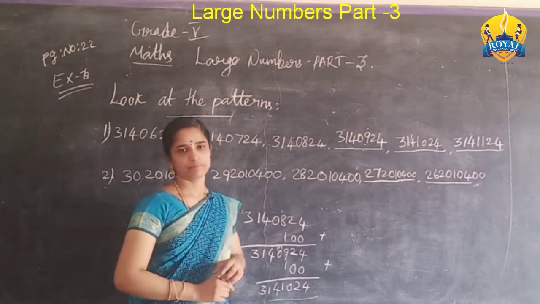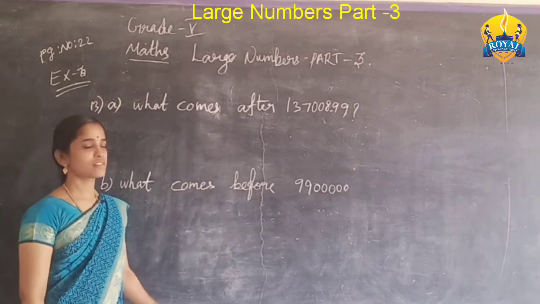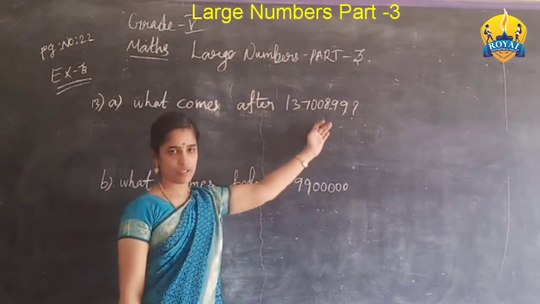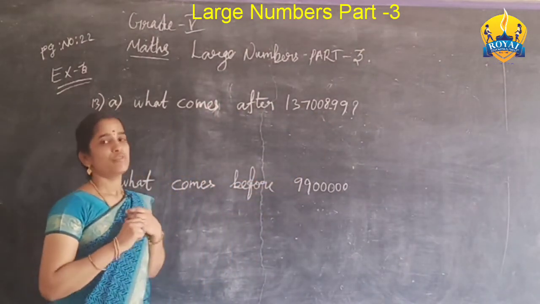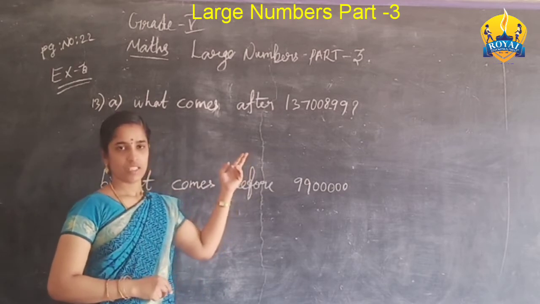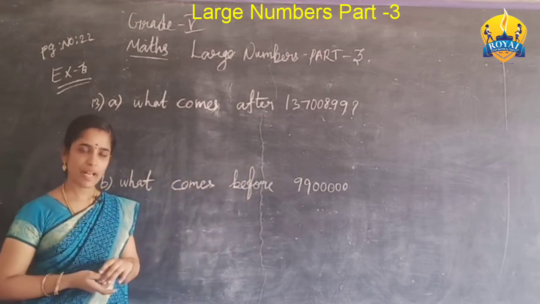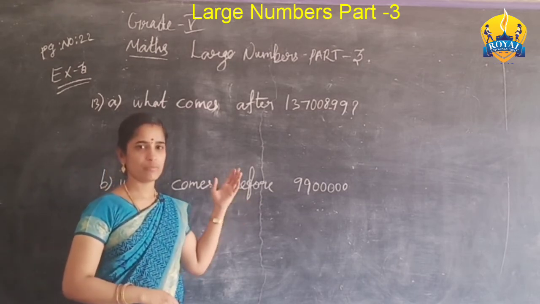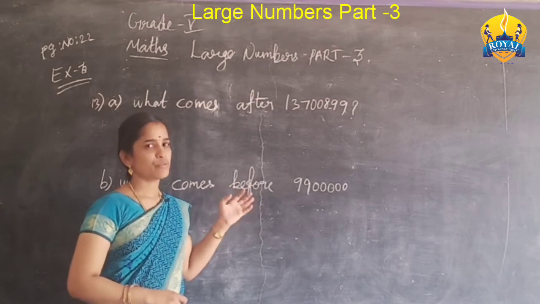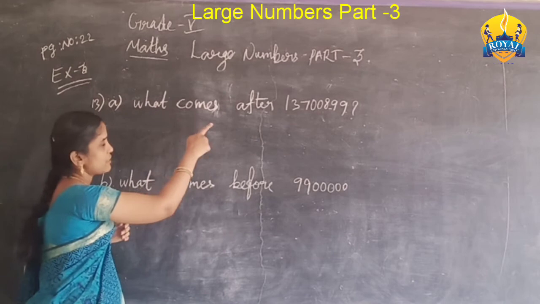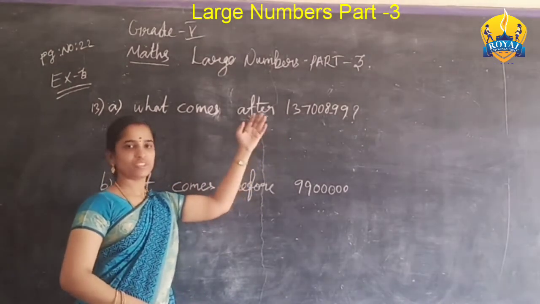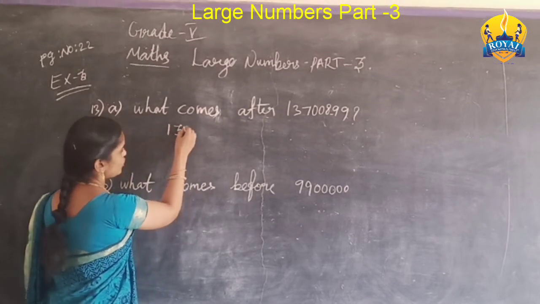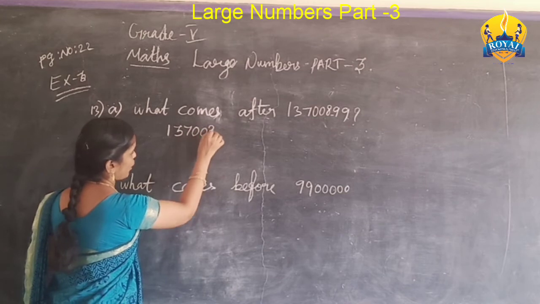Go for it. Next one is, what comes after the number? What comes after the number? After means we add 1 to this number. Before means we subtract 1 from this number. We already know the after number and before number. Yes, same process in this number. Okay. What comes after this number? We find out the larger number. Okay. So here, what is the number? 13 crore 70 lakh 8,000.